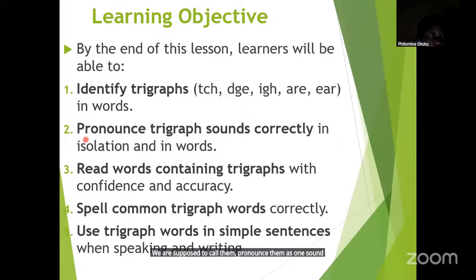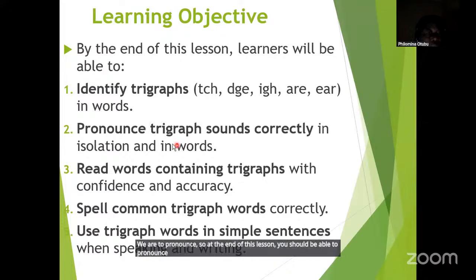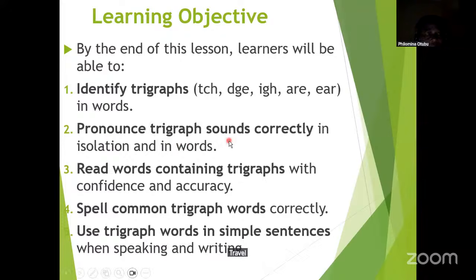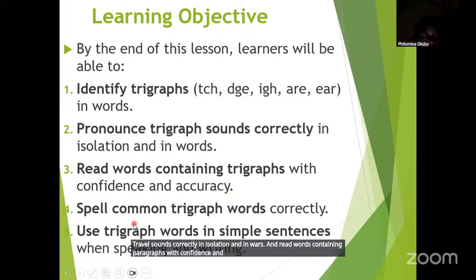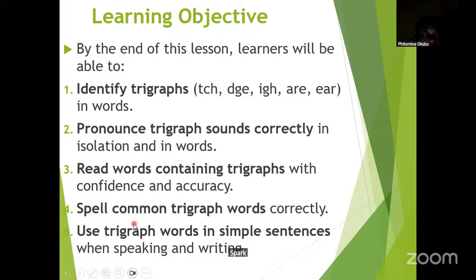So at the end of this lesson, you should be able to pronounce trigraph sounds correctly in isolation and in words, and read words containing trigraphs with confidence and accuracy. Spell common trigraph words correctly, and also use trigraph words in simple sentences.